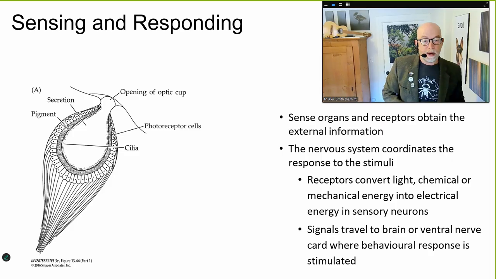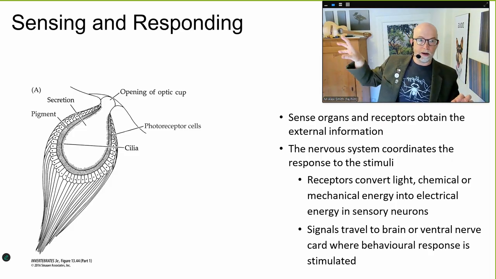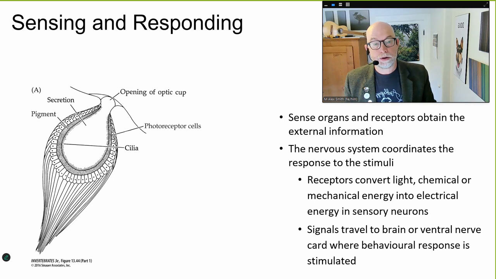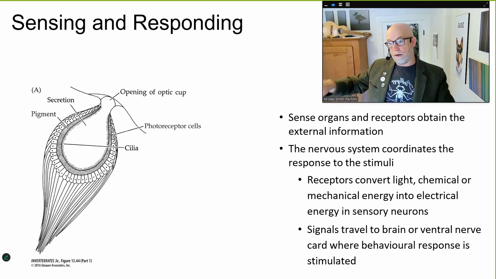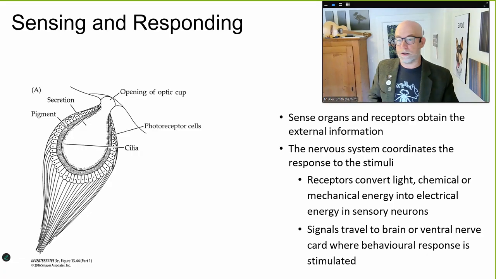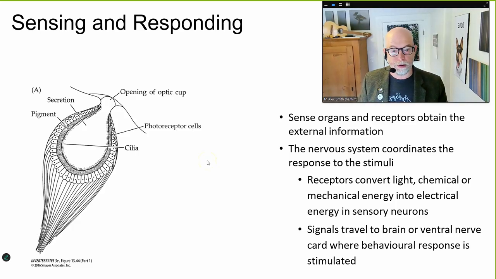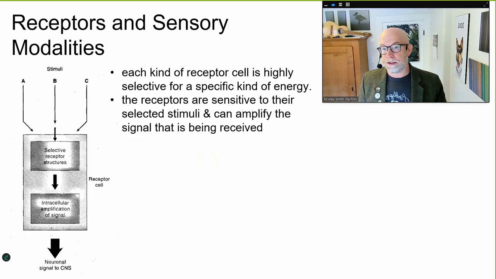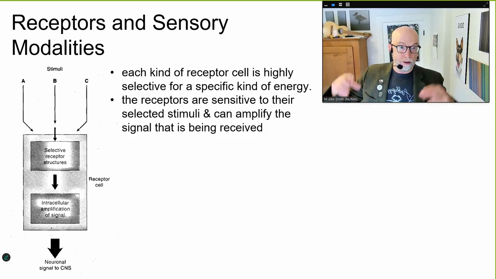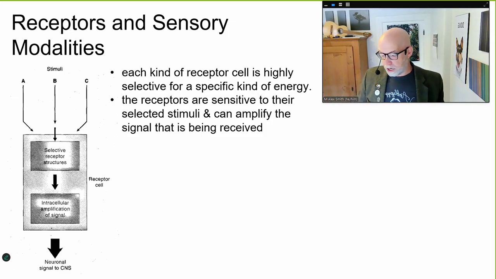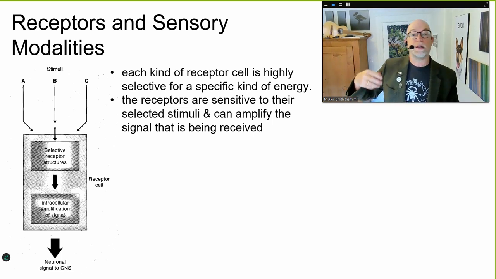So they convert light, or chemical or mechanical energy when we talk about them next week, into electrical energy in sensory neurons. And those travel along, this is my traveling electrical impulse along the nervous system, into some kind of a brain, like Buck 65 was talking about in the song at the start, that the zombies need to feed upon, where the behavioral response is stimulated. So for the next three lectures, the next chapter of sensory reception, every kind of receptor cell is highly selective for a specific kind of energy or a specific kind of stimulus.